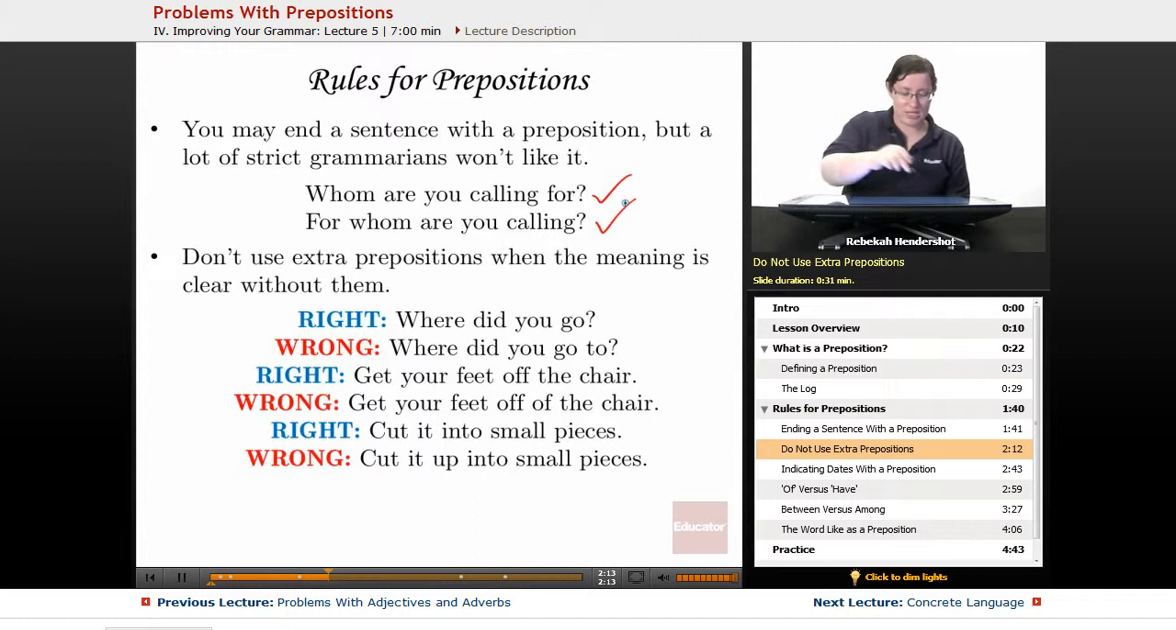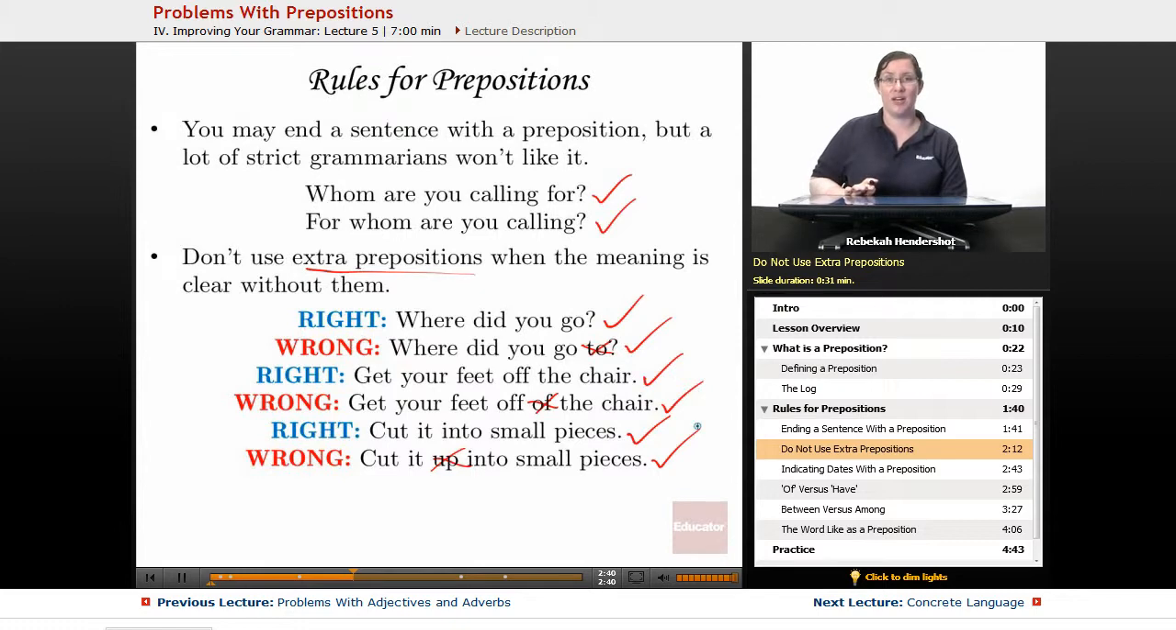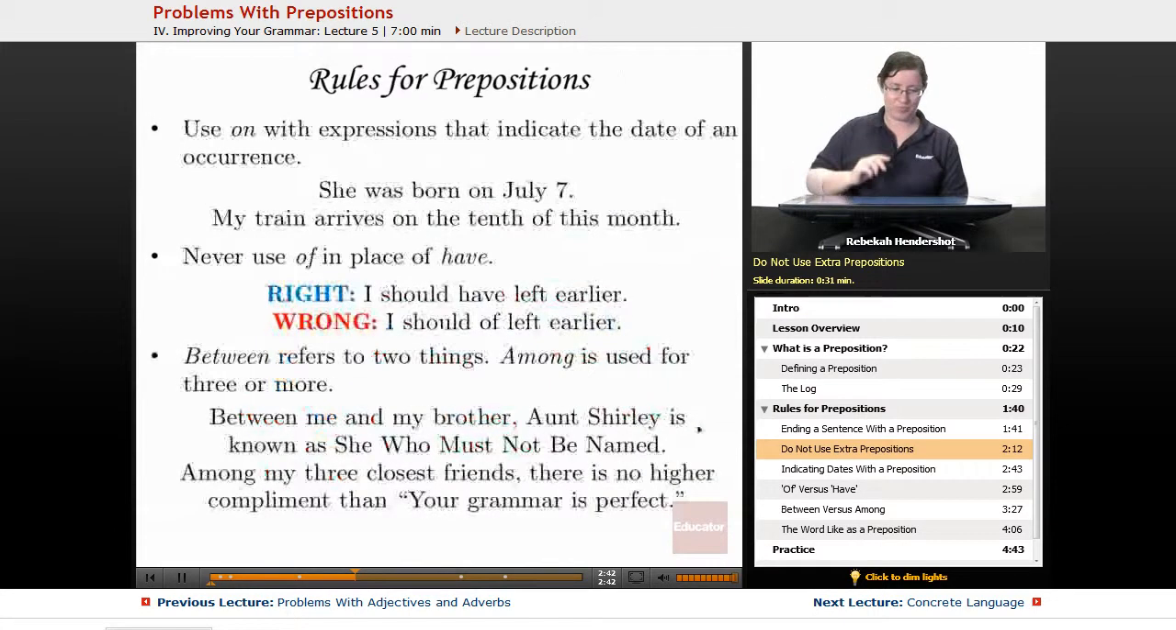Do not use extra prepositions when the meaning is clear without them. So, for example, it's reasonable to say, where did you go, but not, where did you go to? We don't need the to. It doesn't add any extra information. Stop wasting letters. Get your feet off the chair is fine. Get your feet off of the chair is not fine because it adds no extra meaning and you're wasting type. Cut it into small pieces is fine. Cut it up into small pieces is not fine because, again, you're wasting letters.